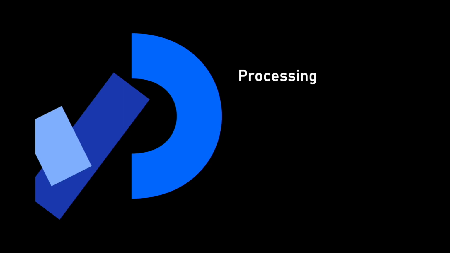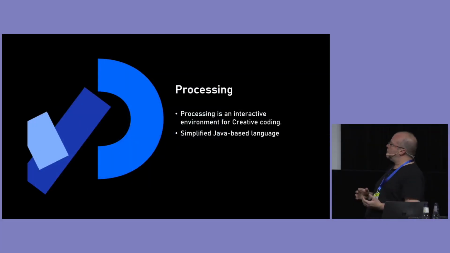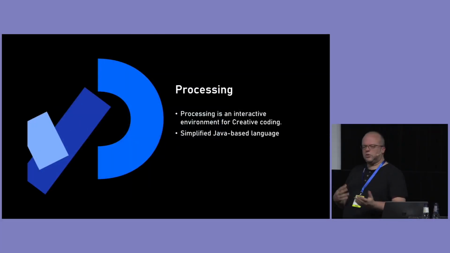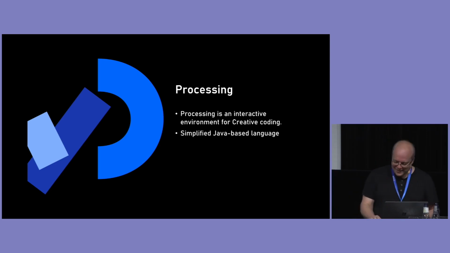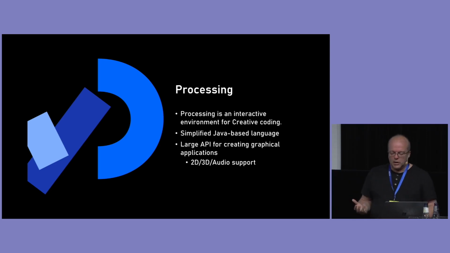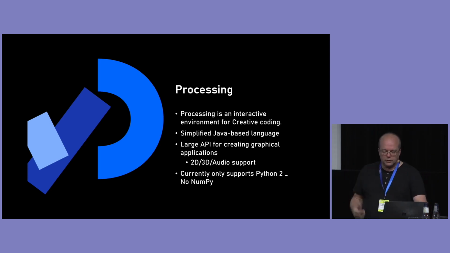And there is a tool which I use called Processing. It's an interactive environment for creative coding, and it uses a simplified version of the Java language. Perhaps I shouldn't say it here at a Python conference. It has a large API for creating graphical applications, but it also has a Python interface. Unfortunately, only version 2.